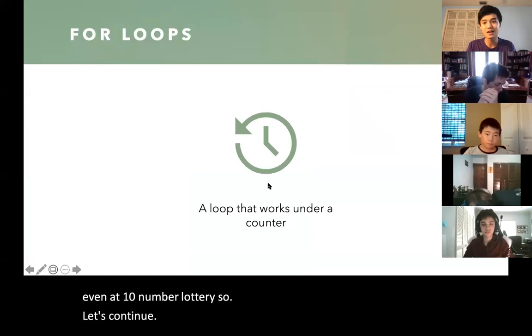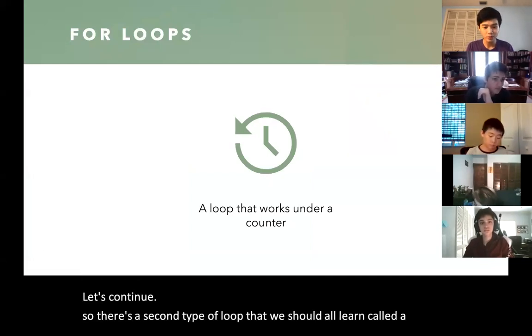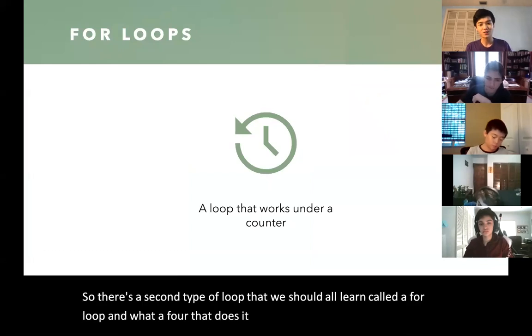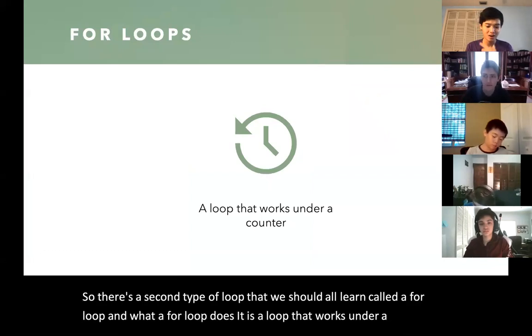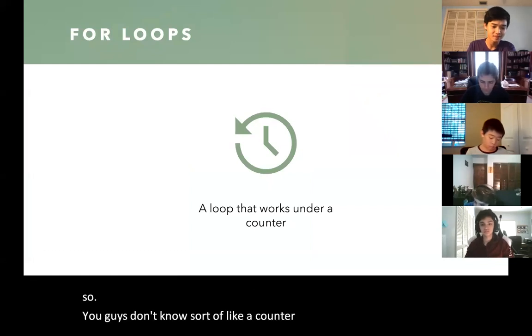So there's a second type of loop that we should all learn called a for loop. And what a for loop does is it is a loop that works under a counter. So you guys all know what sort of a counter is? Well, I guess we'll look at it in the next slide.